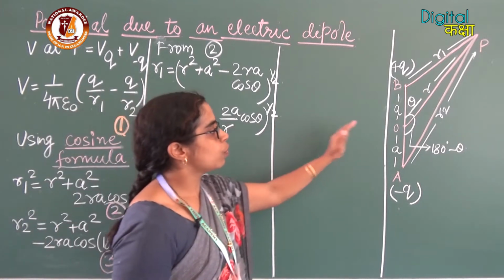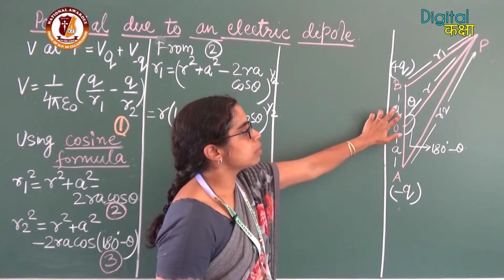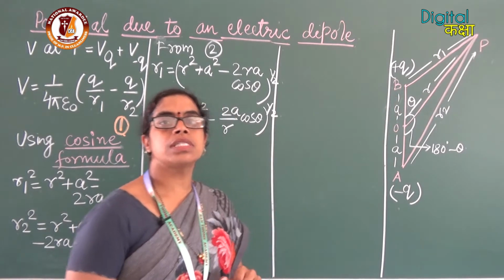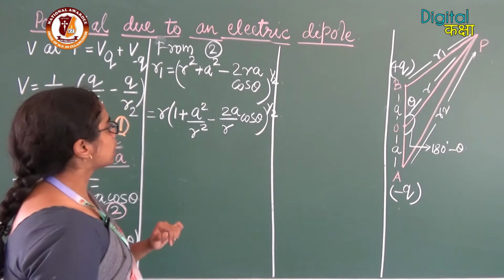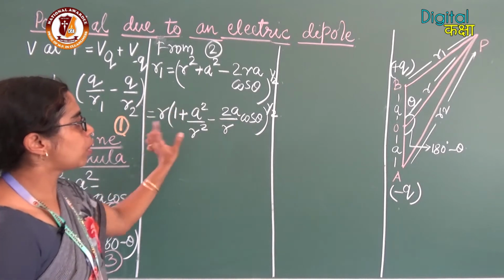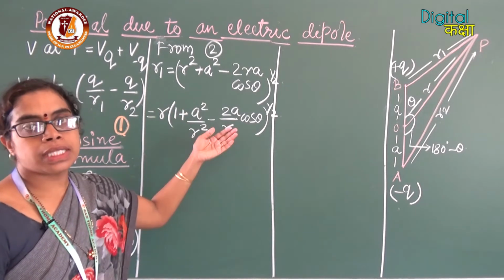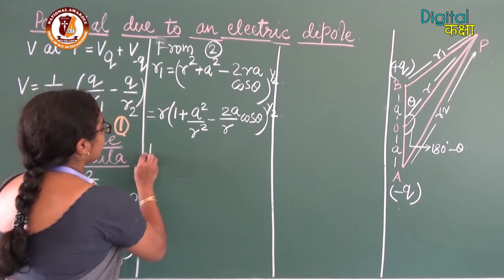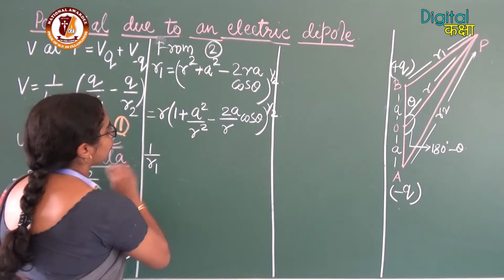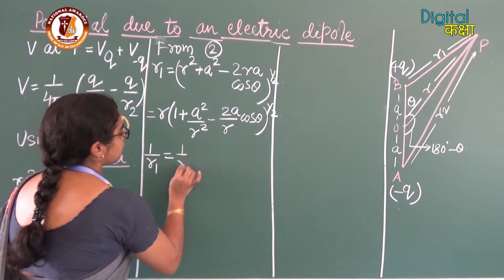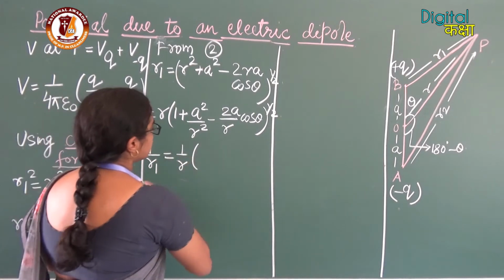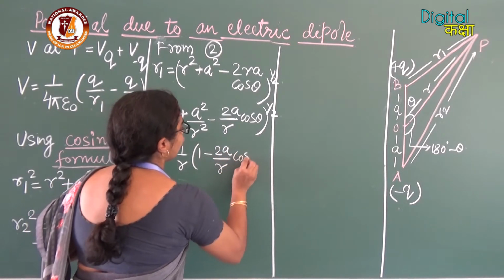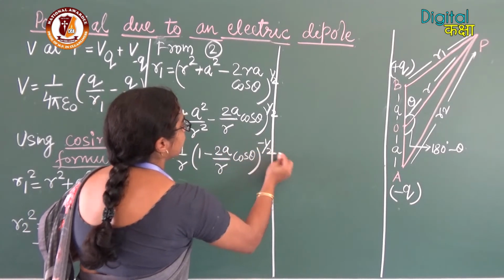From the diagram we also get the idea that the distance A is very small as compared to the distance R. Because of this, the term A square upon R square will be ignored in this step. So, in the next step, in order to get the value of 1 upon R1, I will get the expression as 1 upon R, inside the bracket 1 minus 2A upon R cos theta, to the power minus 1 by 2.